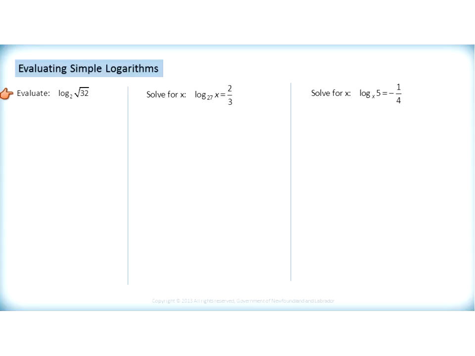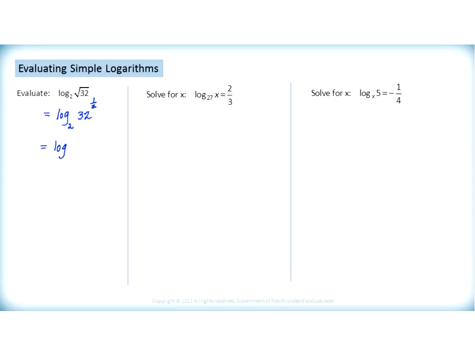Here we are asked to evaluate the log of the square root of 32 to base 2. Notice that the base of the logarithm is 2. Is it possible for us to write the square root of 32 with a base of 2? So let's try. To begin with, we will get rid of the radical sign by changing the square root of 32 to be 32 raised to the power of 1/2.